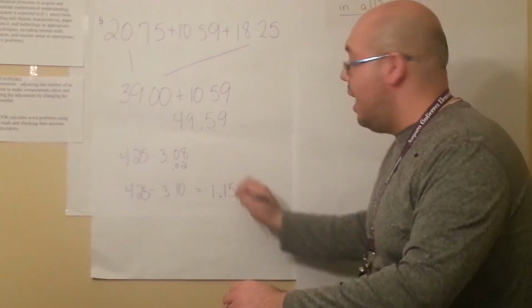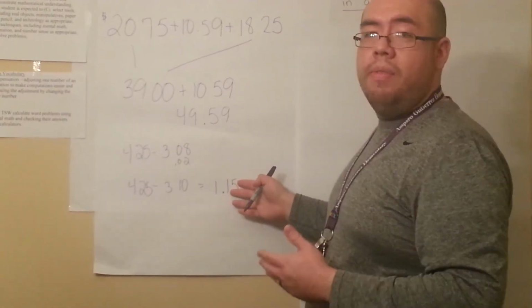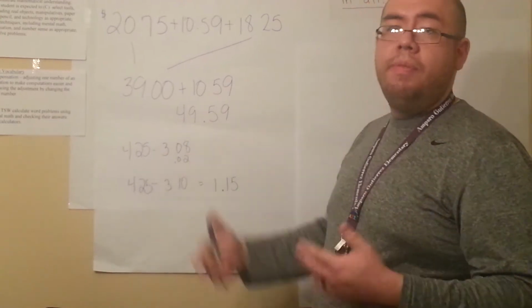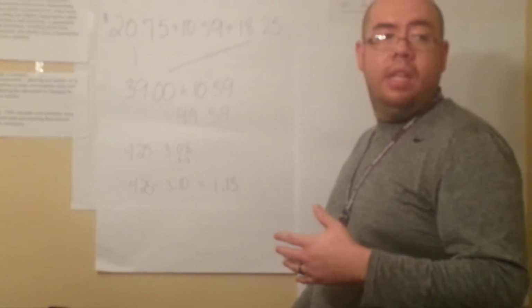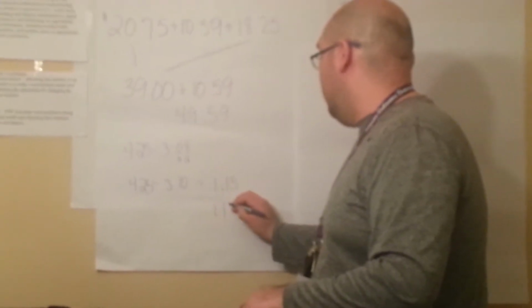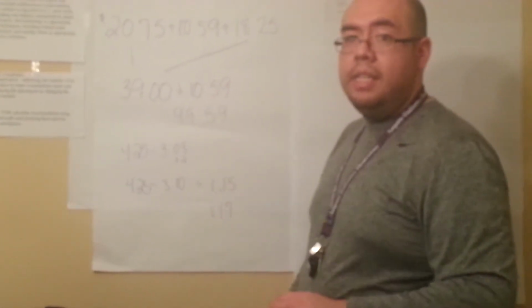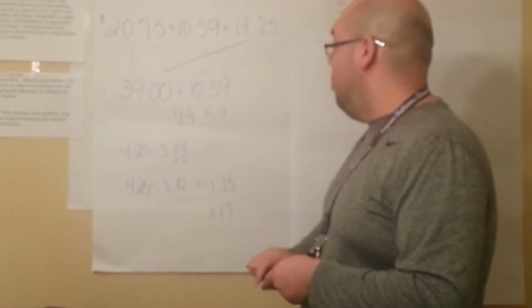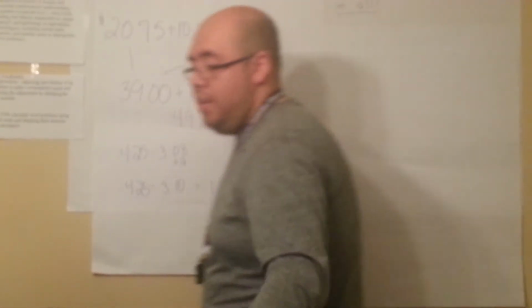Now, instead of drawing it and adding it out, we'll count on from 15. What's 2 more after 15? 17. So in reality, this answer is $1.17. And we worked that out without using anything but our heads.